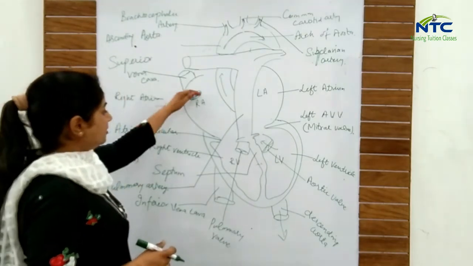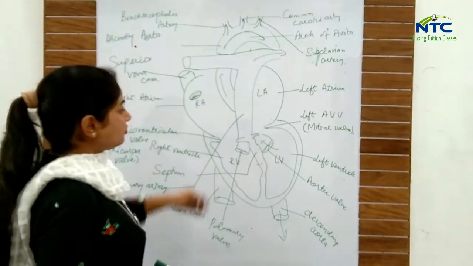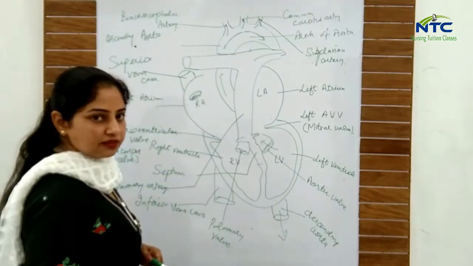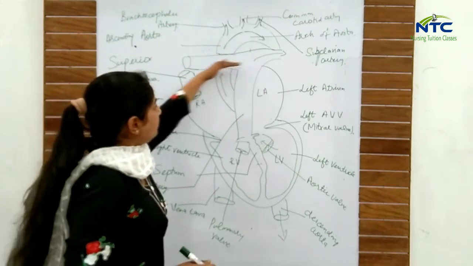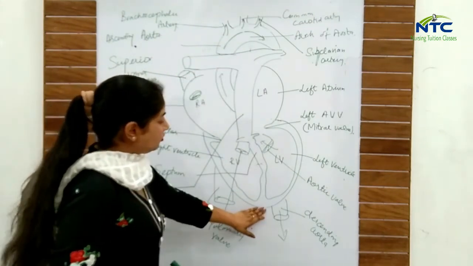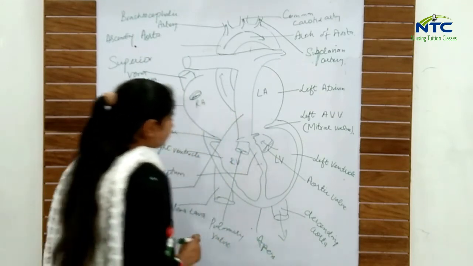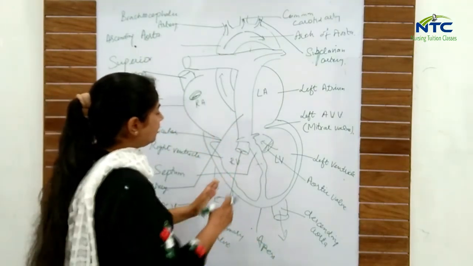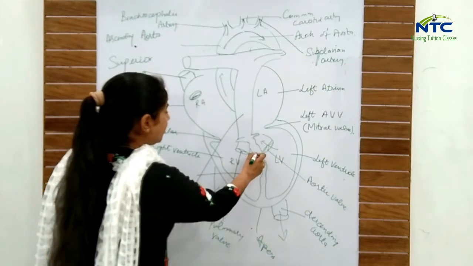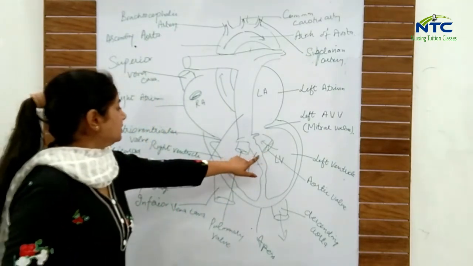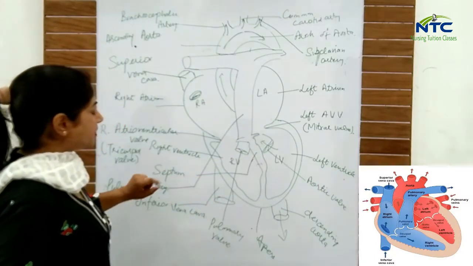Again we can revise. The heart is a cone-shaped hollow muscular organ which lies in the thoracic cavity, and its upper part is called the base and lower part is called the apex. The heart is divided into right and left side with the help of a segment. This segment is called the septum.